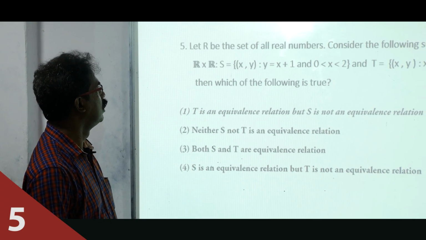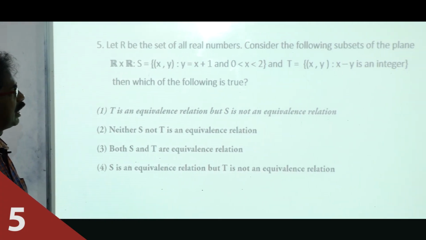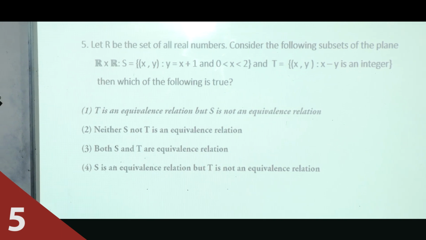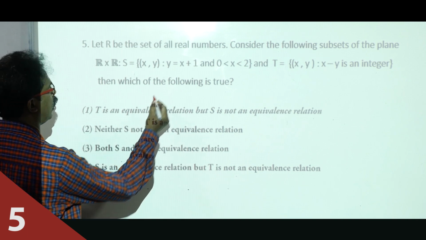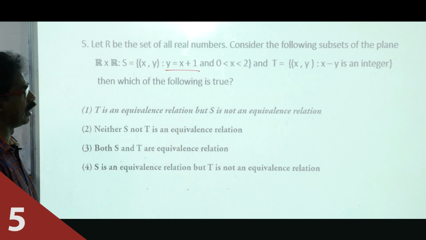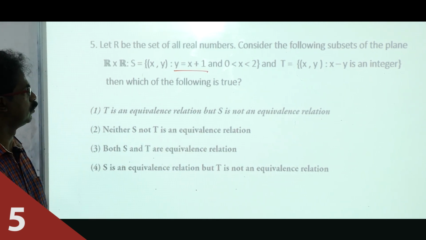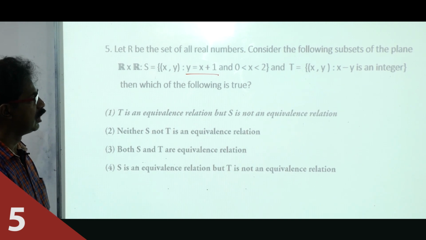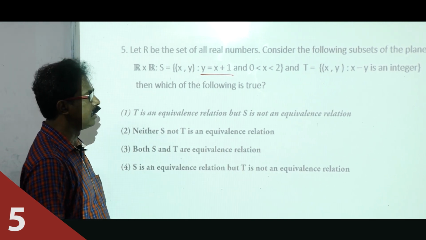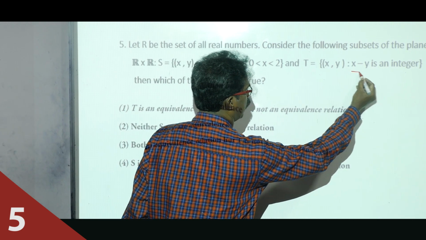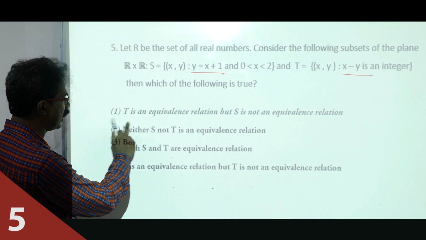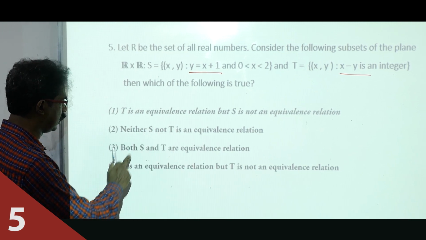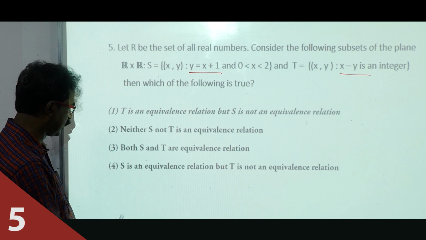Question number 5. Let R be the set of all real numbers. Consider the following subsets of the plane. The first one, S, is the set of all ordered pairs (x, y) where y is equal to x plus 1, and x lies between 0 and 2. And the second one, T, is again the set of ordered pairs (x, y), related when x minus y is an integer. See the options. T is an equivalence, S is not an equivalence. S and T are not equivalences. Both S and T are equivalences.